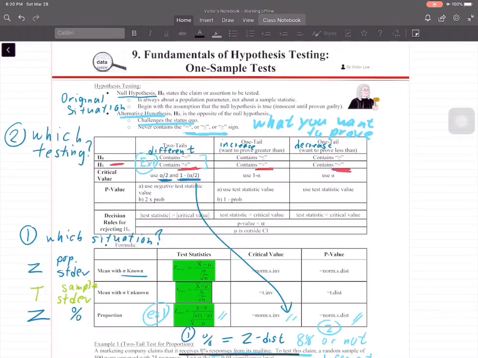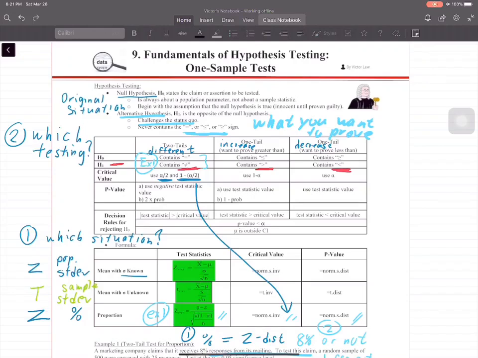And when you're looking at the three testings and you look at H1, you will see that the H1 never contains the equal sign. So for two tails, it contains the not equal sign. For one tail greater than, it contains the greater than sign. And for one tail less than, it contains the less than sign. So it never contains the equal sign. And then you will see that H null always contains the equal sign, because this is the status quo.